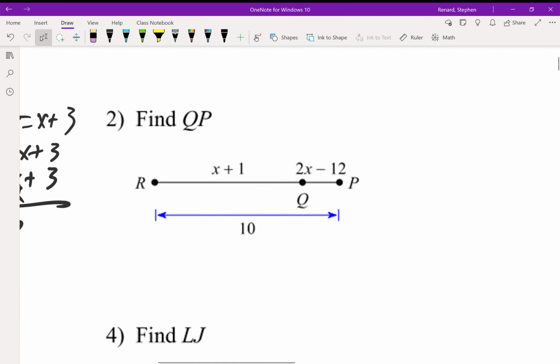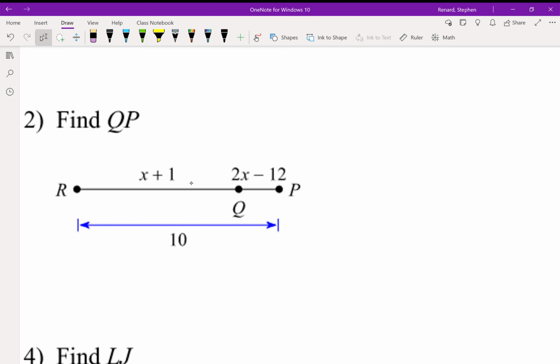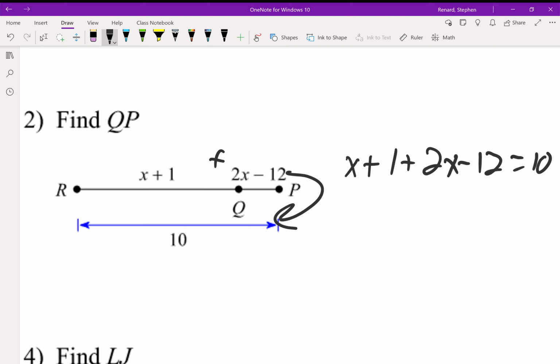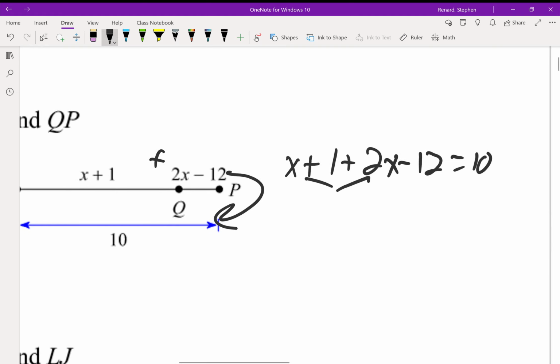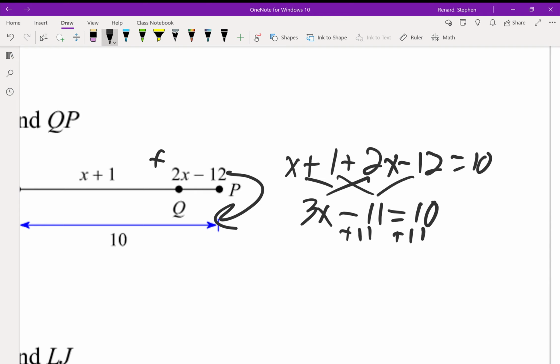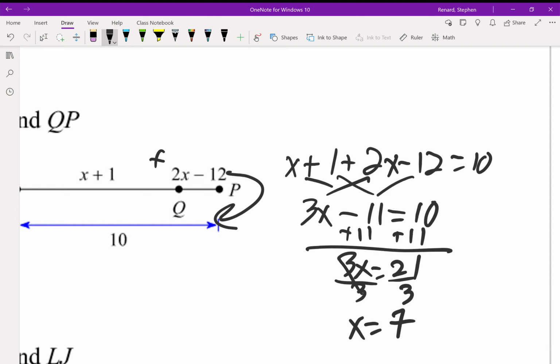Number 2. Same idea here. We're going to go x plus 1 plus 2x minus 12 equals 10. We add the top 2, and they equal the bottom 1. Combine like terms. 2x plus x is 3x. 1 minus 12, -11. Add 11 to both sides. Get 3x equals 21. Divide both sides by 3, and we get x equals 7.